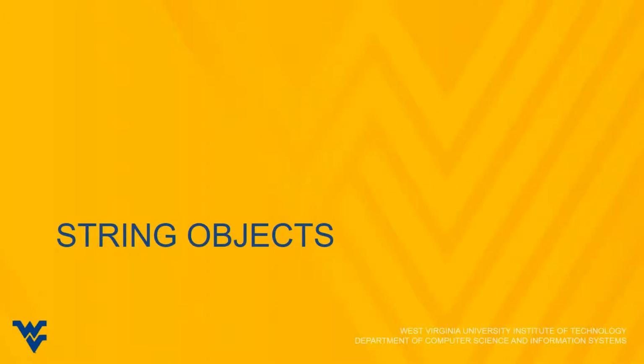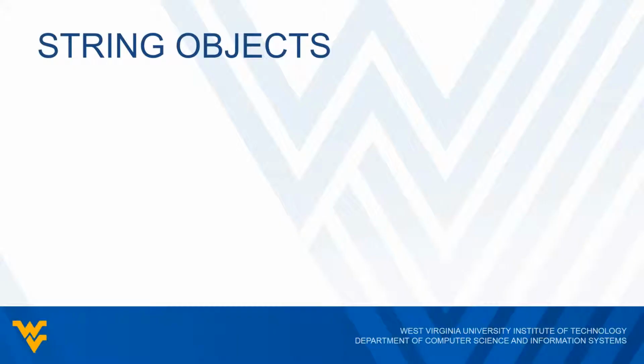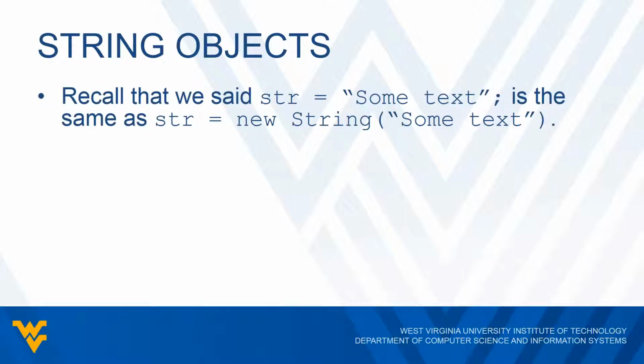We're now going to take a look at what happens when we try to compare string objects and not just the data in the objects themselves. Now, if you remember when we were talking about creating strings, if we say something like str equals some text, that's the same thing as saying str equals new string, where we set the data to some text. Well, this is somewhat true.